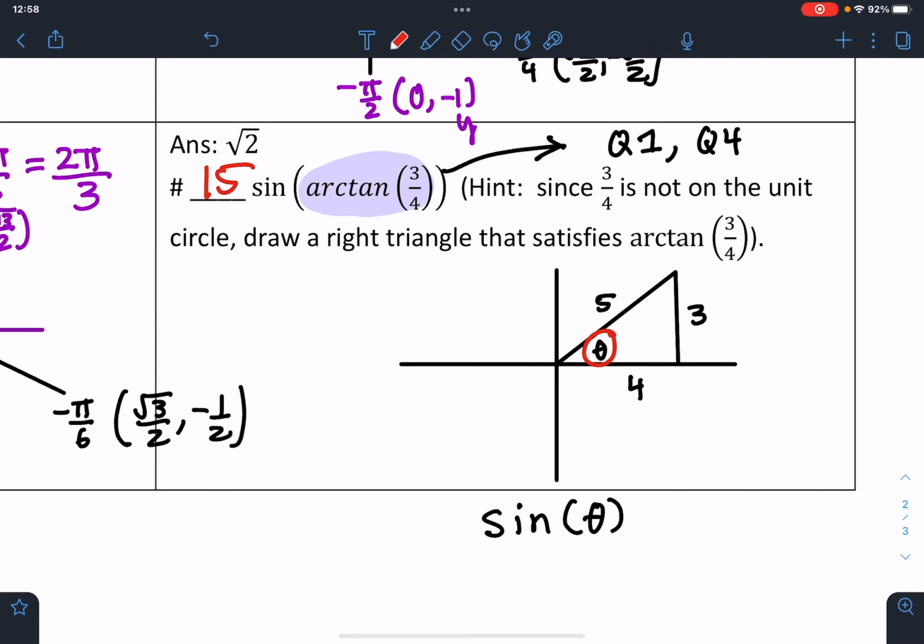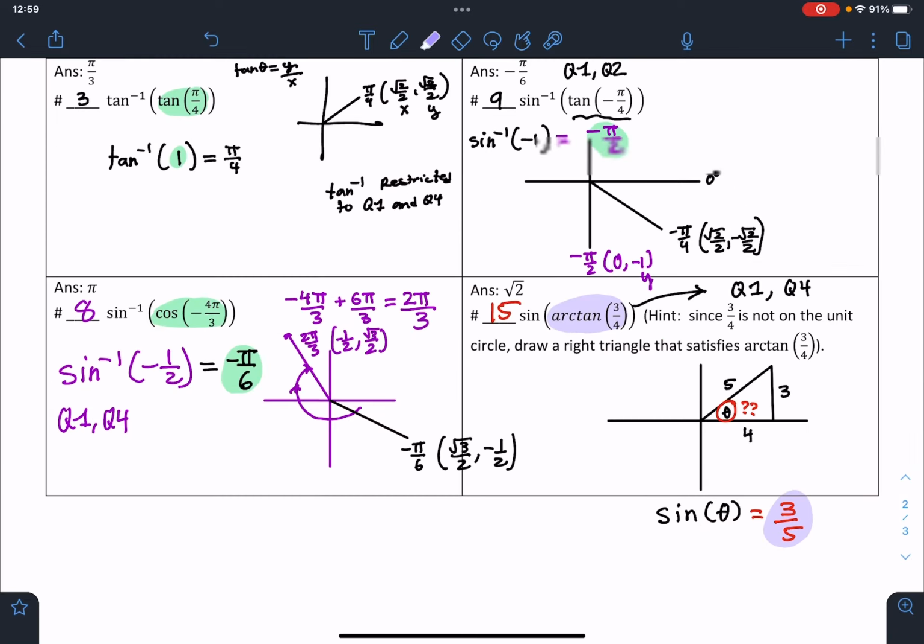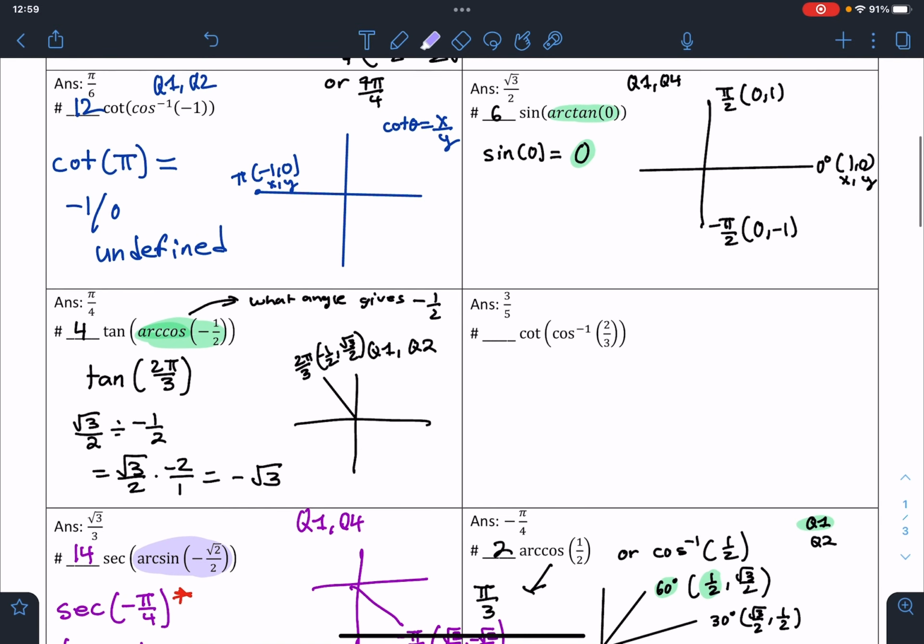You do not know what this is, and you can't find it out, but you don't actually need to. All you need to say is, there is some angle that gives me 3/4. So now the question is, what is sine of theta? Well, sine means opposite over hypotenuse, so my answer is just 3/5. This is a really unique problem, but what makes it stand out is whenever it says arc tan or arc cosine or arc sine, and the fraction is not on the unit circle, you should know to draw a triangle. So that leaves us right here.